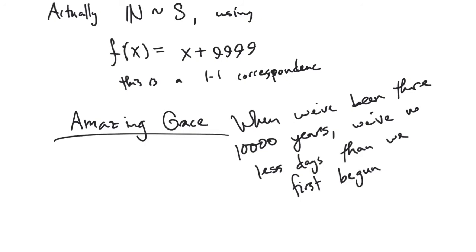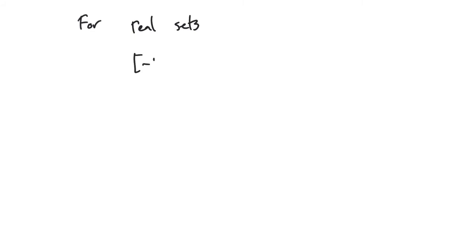Okay, all of these have been related to N. How about for real sets? I mean, sets of real numbers. For example, let's consider the closed interval from -1 to 1, and the closed interval from -10 to 10. It turns out they have the same cardinality.